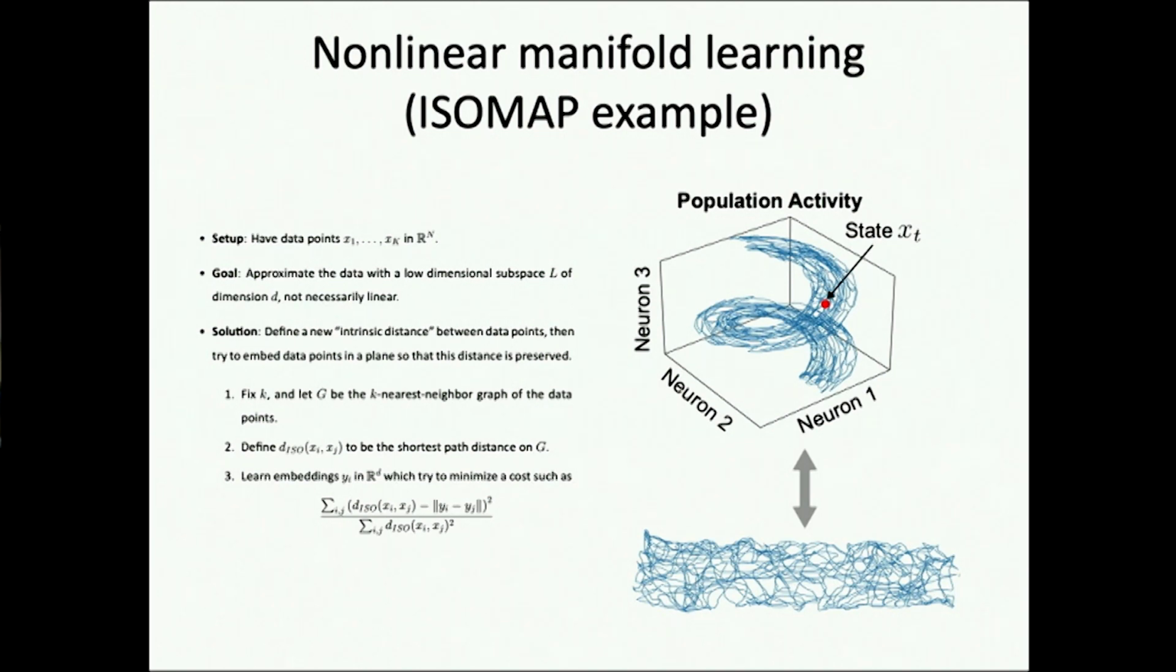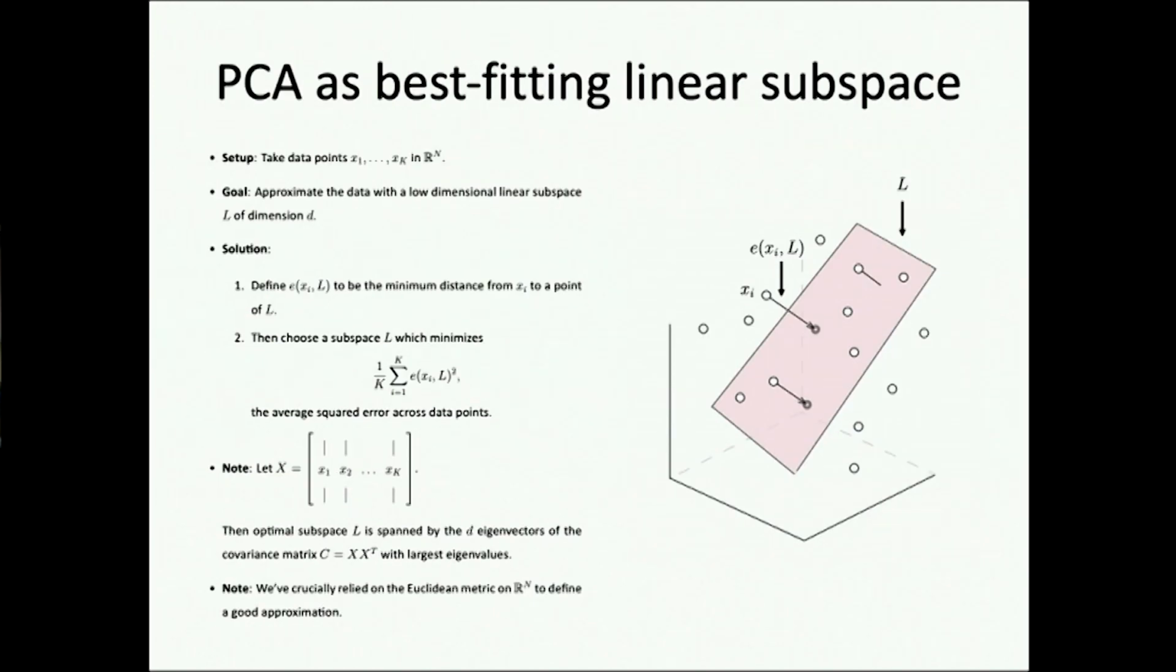I made a comment here, and hopefully I'll come back to this when I get to the method that Ryan and I worked on. There's a hidden thing here: what did we use to define the quality of this plane approximation? We took the average distance of the points to the plane. And that distance came from the Euclidean structure of the data space.